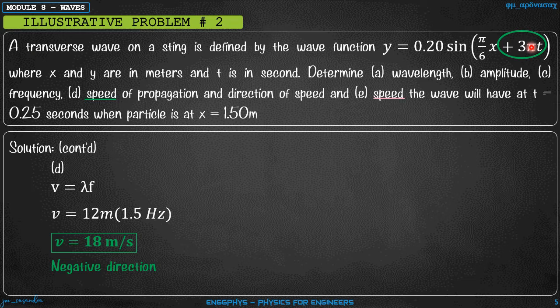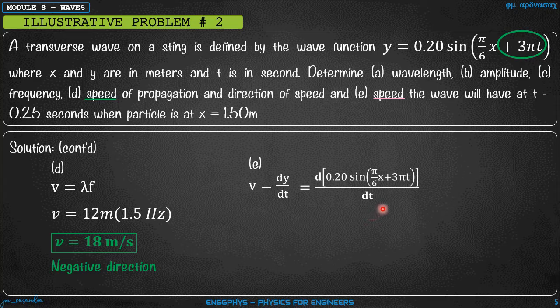Okay? So let's move to the last question: the speed of the wave when it is at 1.5 meters at a time of 0.25 seconds. For letter E, we cannot simply substitute these values in the given equation. Why? Because the given equation is the equation for the displacement. The y is your vertical displacement. So in this case, we'll have to solve for the speed by the derivative of y. The derivative of y is equal to the derivative of 0.2 sine of pi over 6 x plus 3 pi t with respect to time.